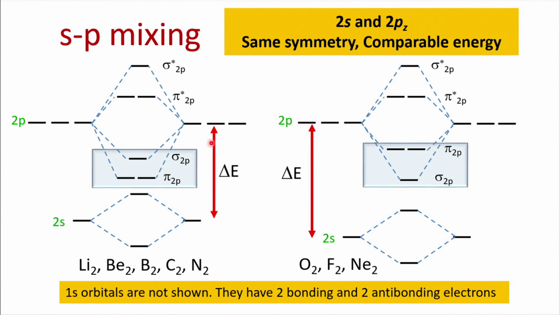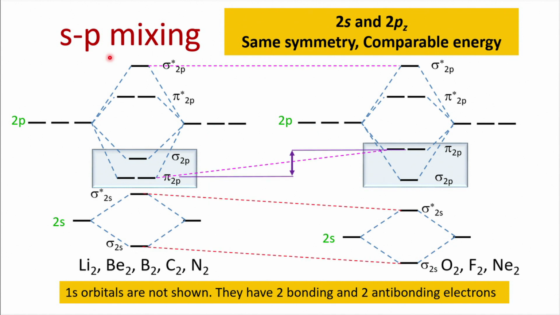If you look at the energy difference between 2p and 2s, this delta E is comparatively smaller than the delta E between the 2p and 2s orbitals of oxygen, fluorine and neon. Since the s and p orbitals lie close or comparable in energy, there is an overlap between s and p, and that is what is called sp mixing. Let us look at the reason why sp mixing changes the order of molecular orbitals. This is based on the energy of the interacting atomic orbitals.